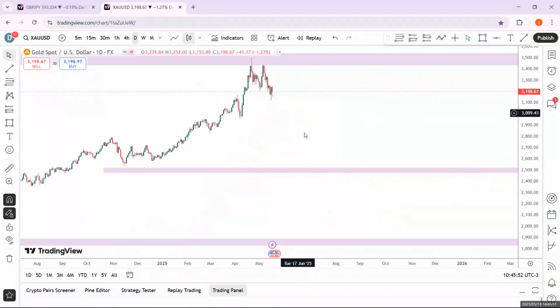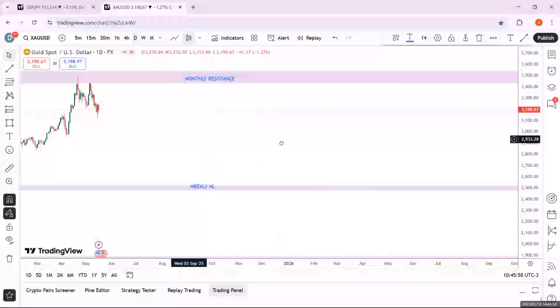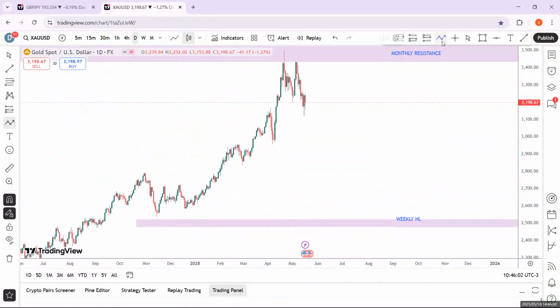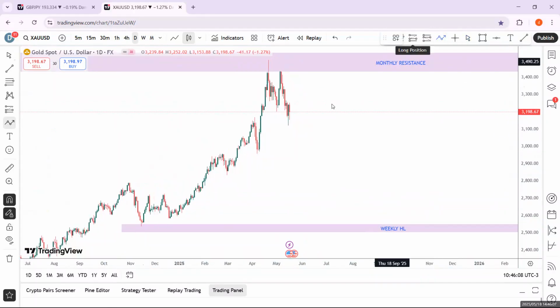Okay, so we'll take that to the daily time frame. Let's bring our tags closer. This is the monthly resistance, weekly HL. We'll keep looking for opportunity within what? Within range of focus. So let's pick this zone up so it's pinpoint. Okay, that is excellent.